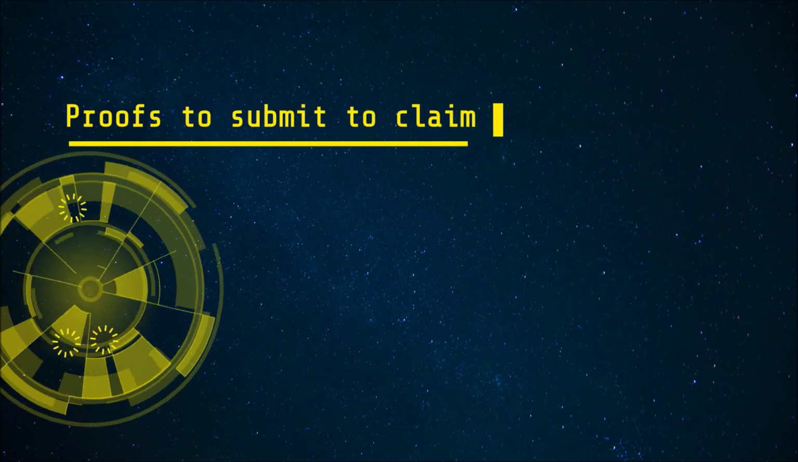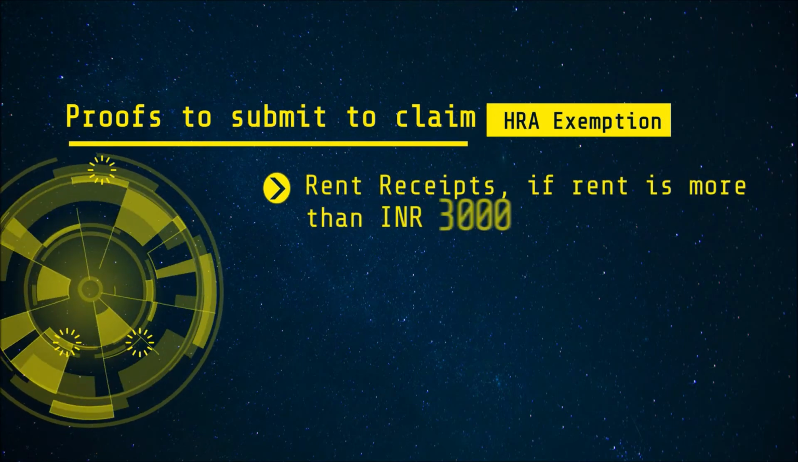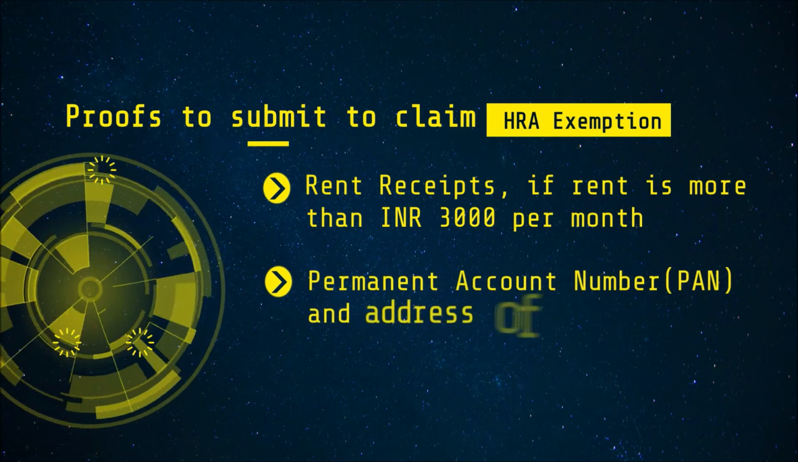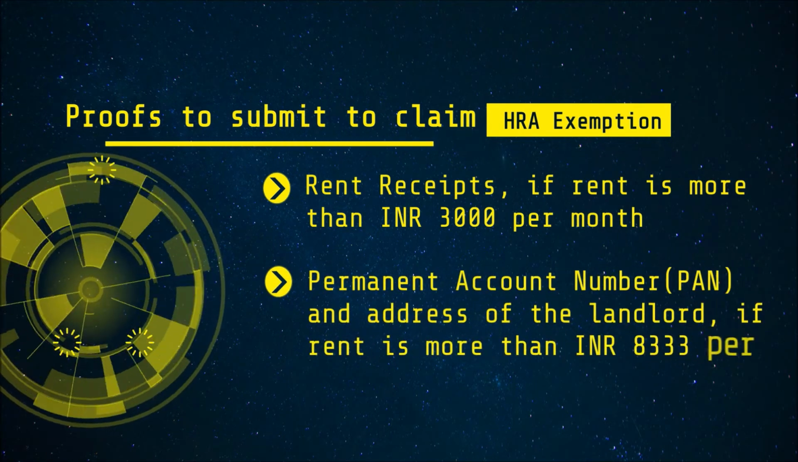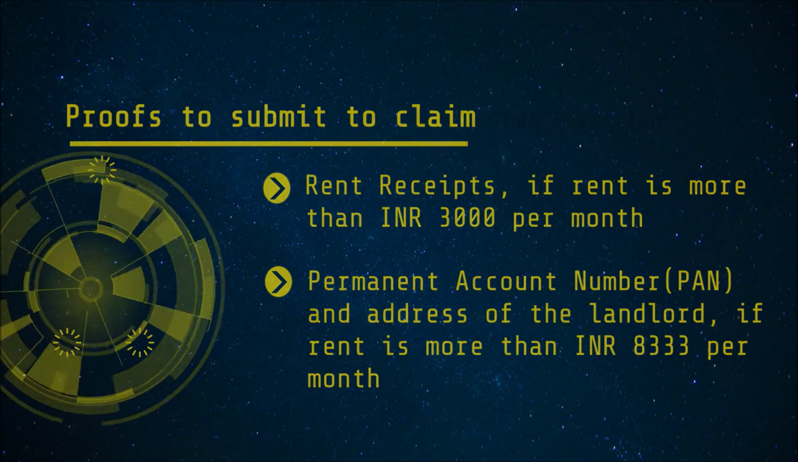Proofs to submit a claim for HRA exemption. Rent receipts, if rent is more than 3,000 Indian rupees per month. Permanent account number and address of the landlord, if rent is more than 8,333 Indian rupees per month.